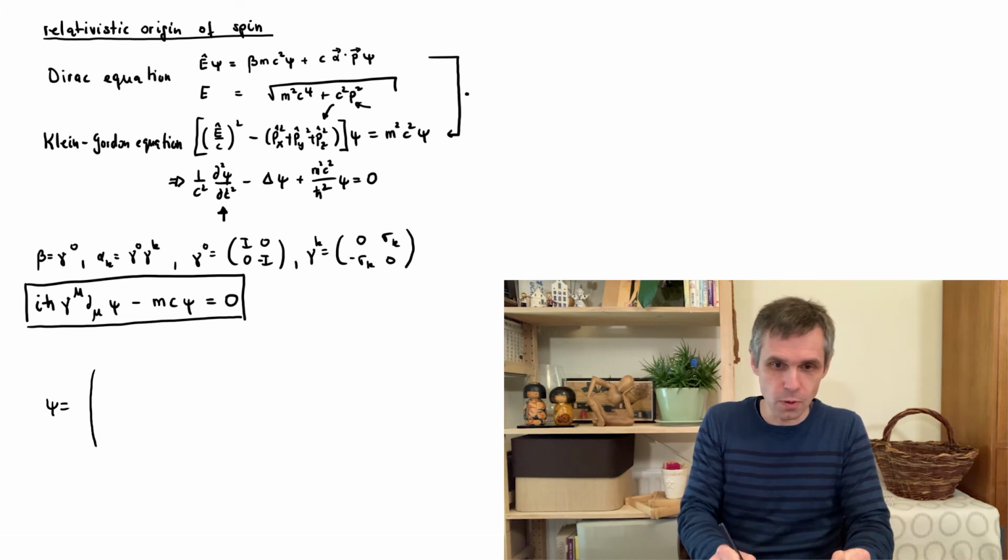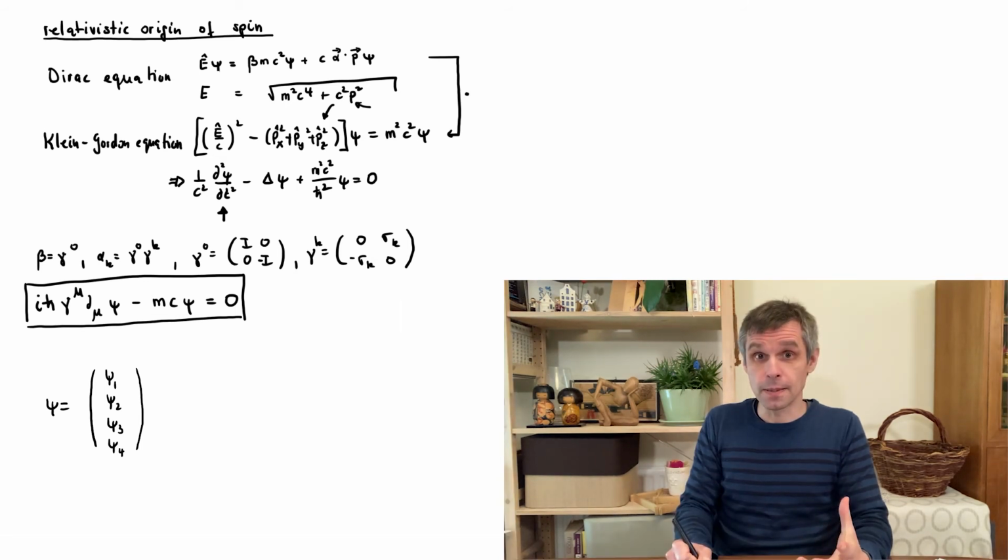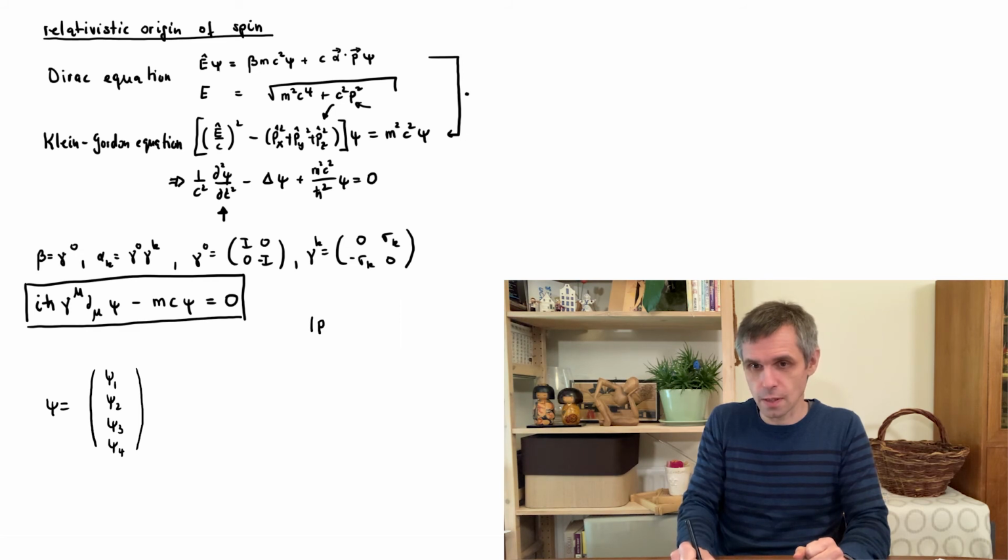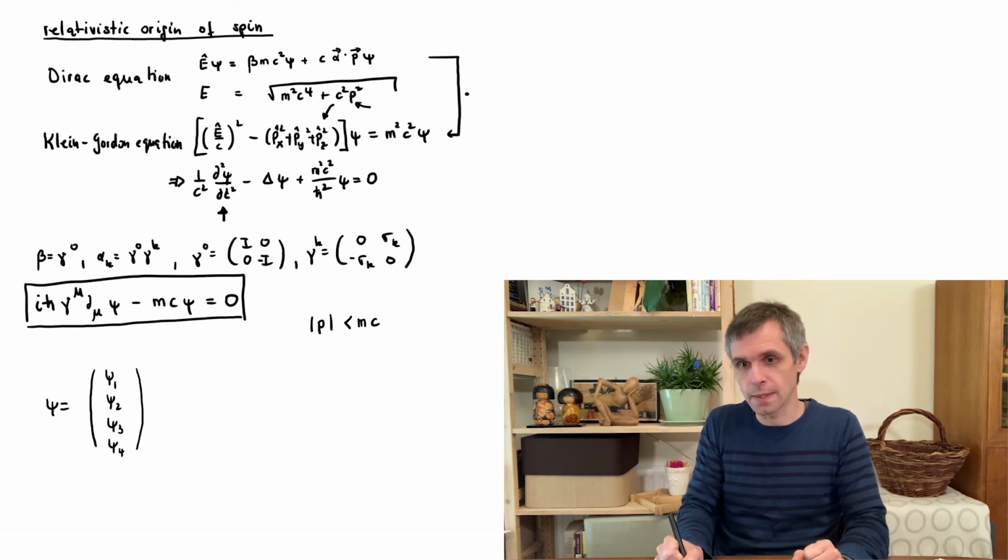So there are 4 components which are also functions of space and time, but 4 components nonetheless. Psi1, psi2, psi3, and psi4. And now to figure out what the meaning of these components is, we can consider the non-relativistic case, so the case where the momenta are small compared to m times c.